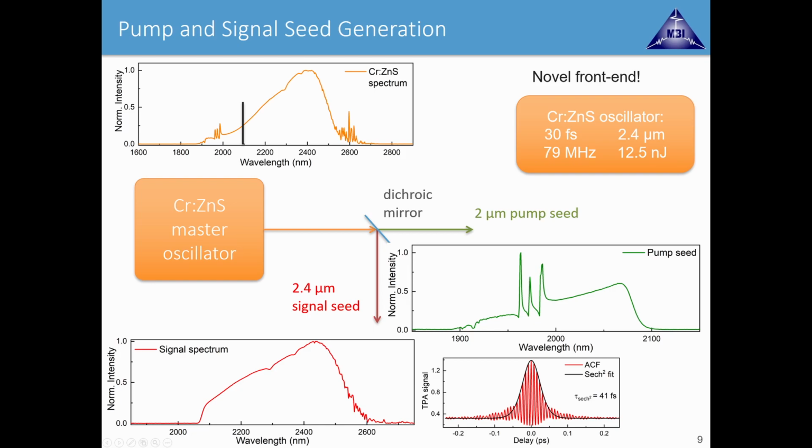And now we use this chromium zinc sulfide oscillator to seed our pump and the signal for our OPCPA. We do that by just using a dichroic mirror. So we split the spectrum roughly at 2.1 micrometers, and we use the lower part of the spectrum to seed the pump and the upper part to seed the signal. The signal, we checked, still has a pulse duration of 41 femtoseconds, which is short enough for our application.